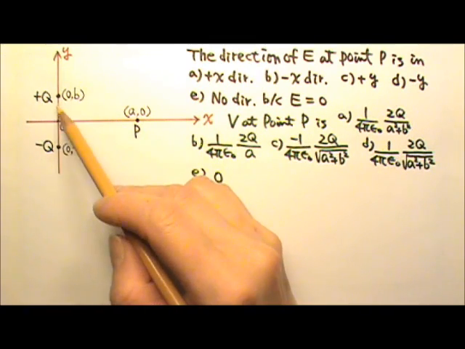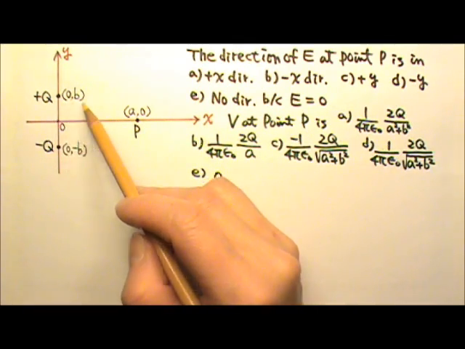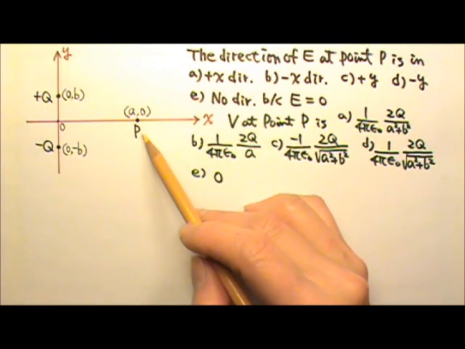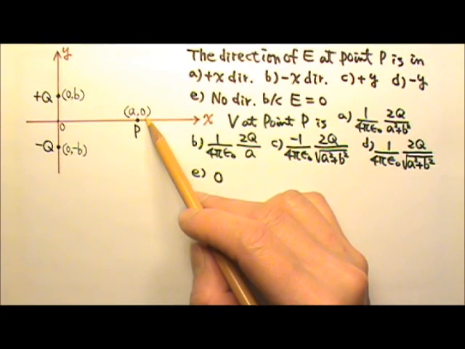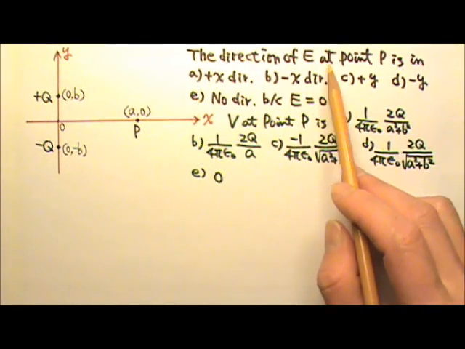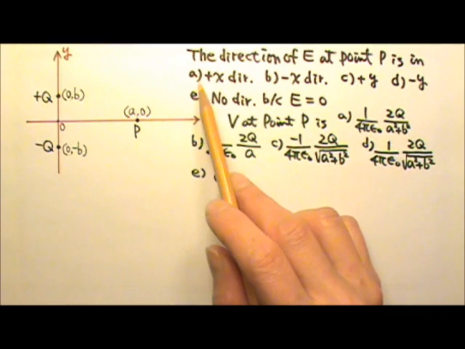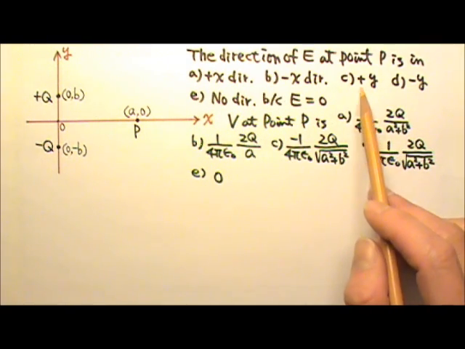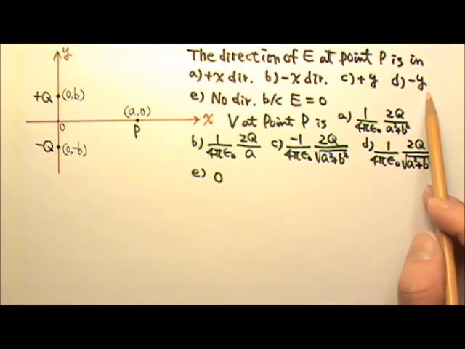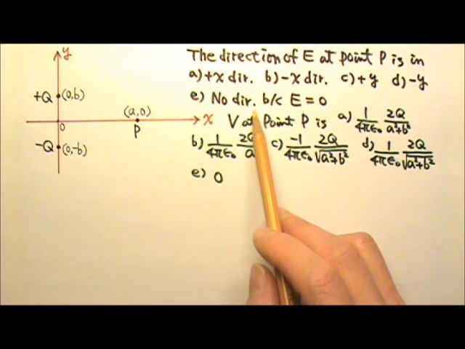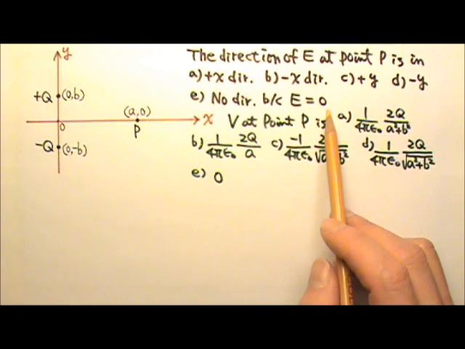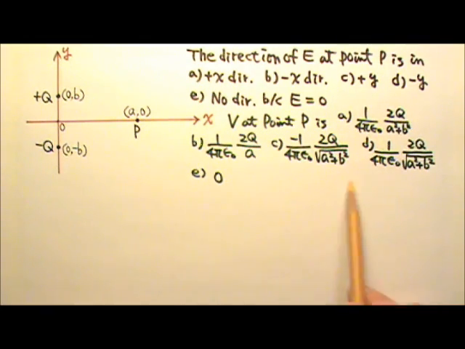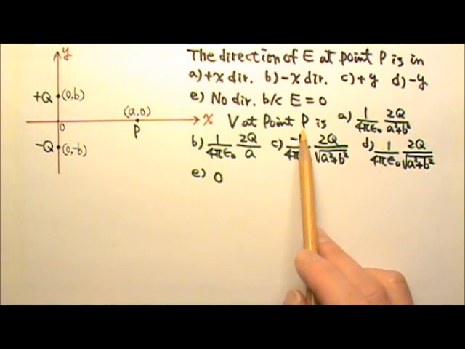A dipole's positive Q is located at (0, b). Negative Q is at (0, negative b). Point P is at (a, 0). The direction of electric field at point P is in A, positive x direction, B, negative x direction, C, positive y direction, D, negative y direction, E, no direction because the electric field is 0 at point P. And which of the following is the electric potential at point P?